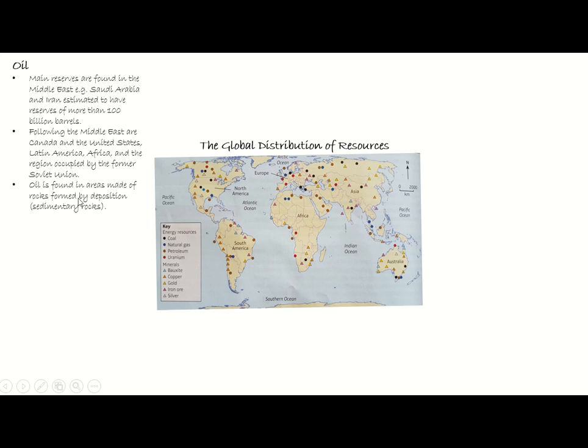So oil is found in areas made of rocks formed by deposition, because essentially oil is just decomposed sea creatures, and as it's not been able to properly decompose, it's sort of fossilized and created these fossil fuels, and oil is, as we know, a fossil fuel, and that's why we call it a fossil fuel. Coal is another fossil fuel.